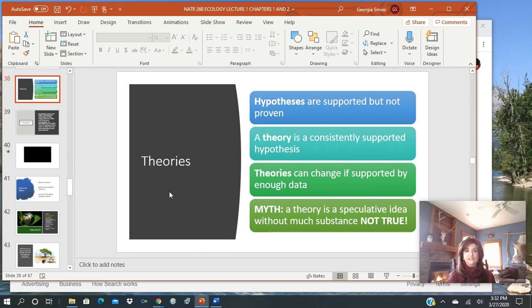Now, theories can change if, like I mentioned before, we get enough data or the data is collected in a new way and we're able to see things in a new way. So here's an example, and maybe this will help.